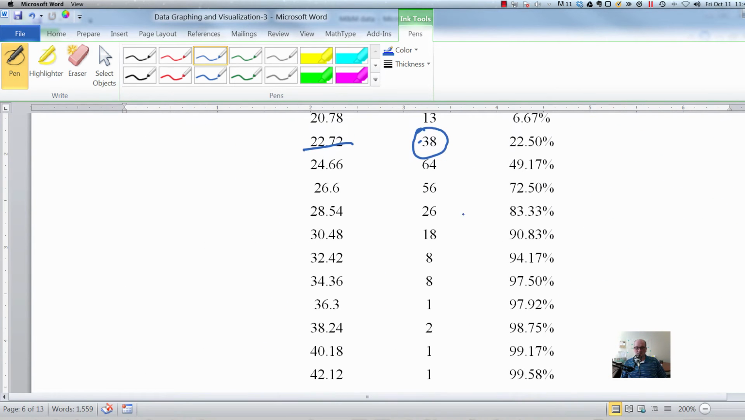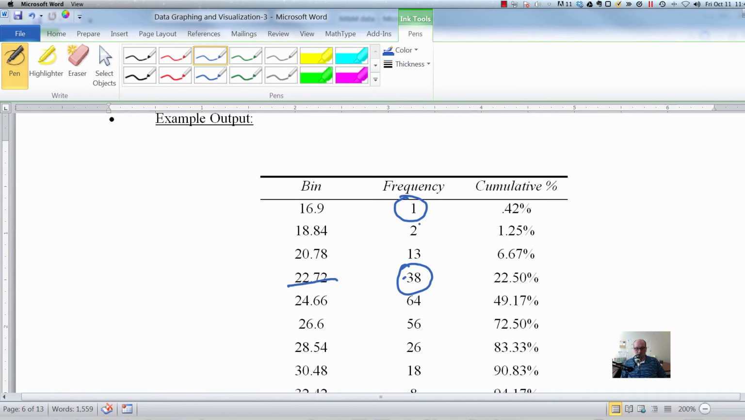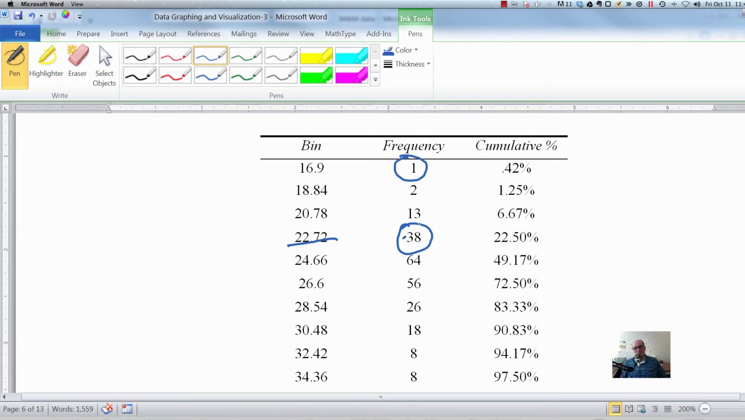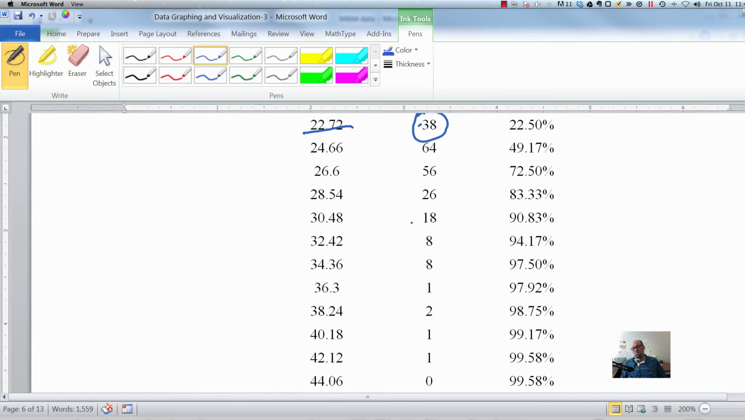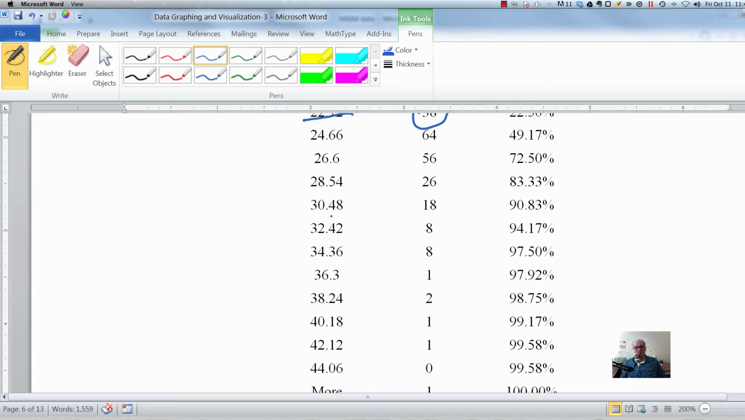So you'll need to be able to interpret a frequency diagram, no doubt. In the exam, there's usually a question that says something like, tell me how many somethings are between 30.48 and 32.42. So the number is 8 with that question. It's not 18. If I say between 30.48 and 32.42, it's that one, 8. 18, what is that? Well, that's between 28.54 and 30.48. All right, so we just have to make sure we understand that.